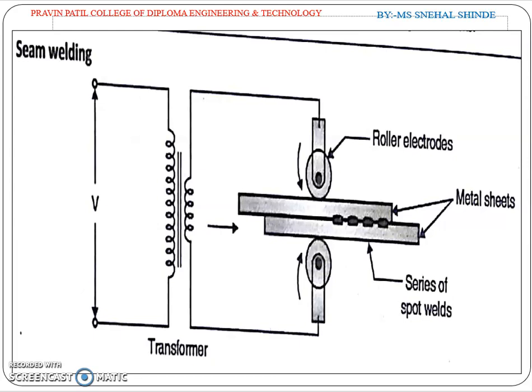Next is the seam welding. It is similar to the spot welding. In seam welding, a series of spots is produced by the roller electrodes. Two sheets are passed under the two rolling electrodes, and depending upon the number of welding current pulses per second and the speed of the electrode, a series of spot welds is obtained.